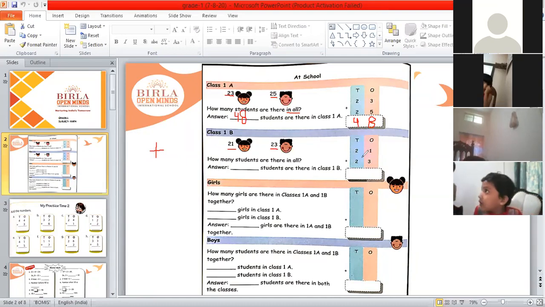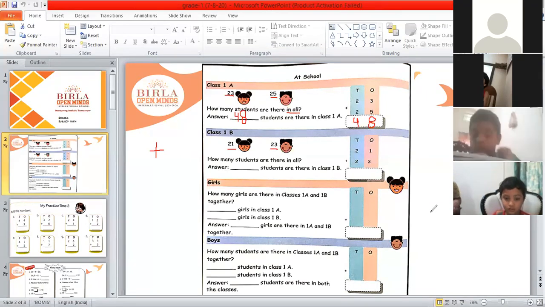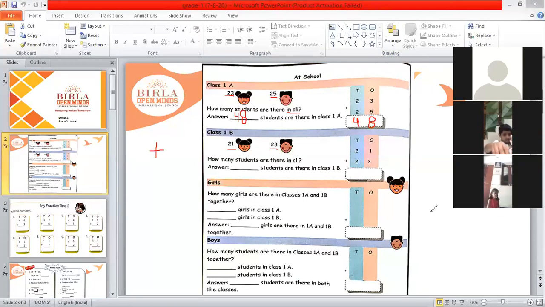So the question is 21 plus 23, children. Now you have to add the numbers in the ones place. The numbers in the ones place are 1 and 3. Sai Ritvik, tell me, 1 plus 3 how much? 4. Yes, 1 plus 3 is 4. Very good. That's the correct answer, Sai Ritvik.